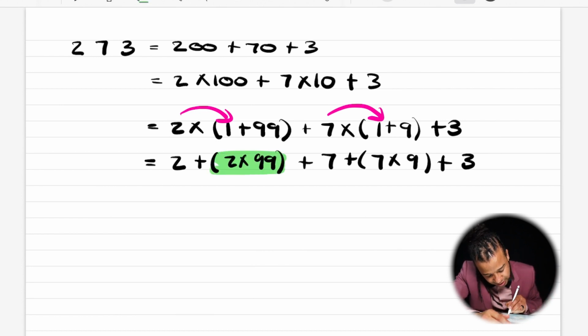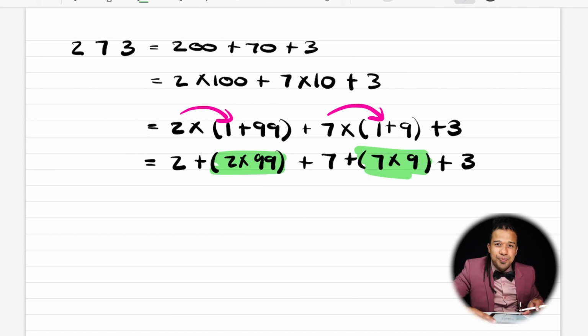Have a look at this section over here, and have a look at this section over here. We now know that 99 is divisible by 3. So if we have 3, 4, or 5 99s, we know that whatever we get will be divisible by 3. And therefore, the section that is highlighted green on the left, 2 times 99, that section is divisible by 3. We know that. And now the same thing with 7 times 9. We know that 9 is divisible by 3. And therefore, 7 groups of 9 will also be divisible by 3.